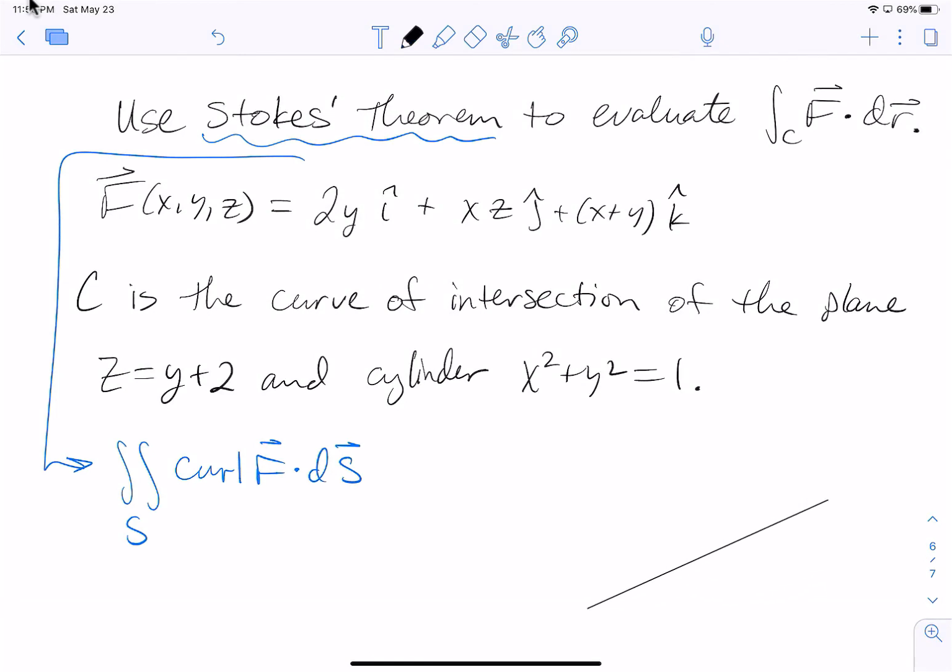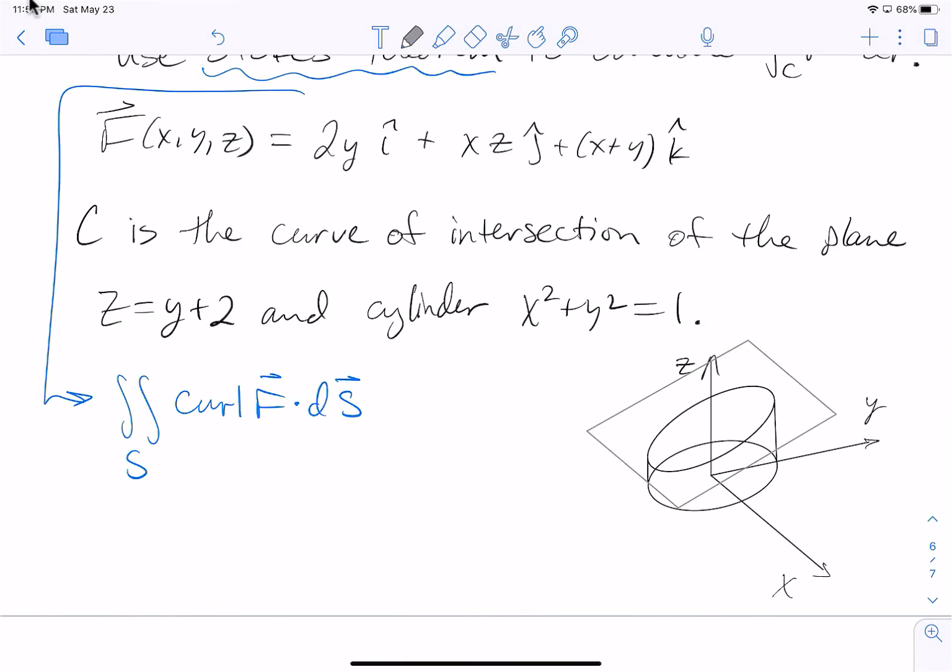Let's see what this surface looks like. I've drawn here the plane z equals y plus 2, as well as the cylinder x squared plus y squared equals 1. Notice that my orientation is a little bit different because I wanted to be able to see the slope of the line z equals y plus 2 in the yz plane. The surface S that we're talking about here is the portion of the plane that is contained within the cylinder.